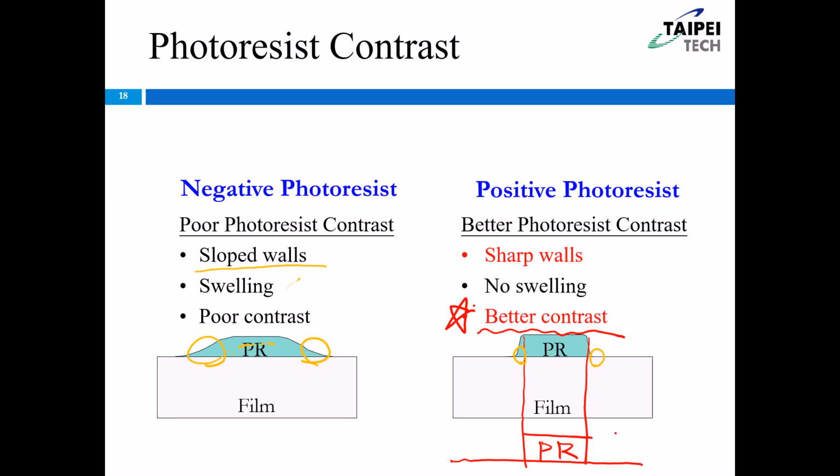the positive PR. So when the technology is smaller than 3 nanometer, many years ago, we begin to use the positive PR. So until right now, I believe if you are working in an IC fab, you will use positive PR only, okay?